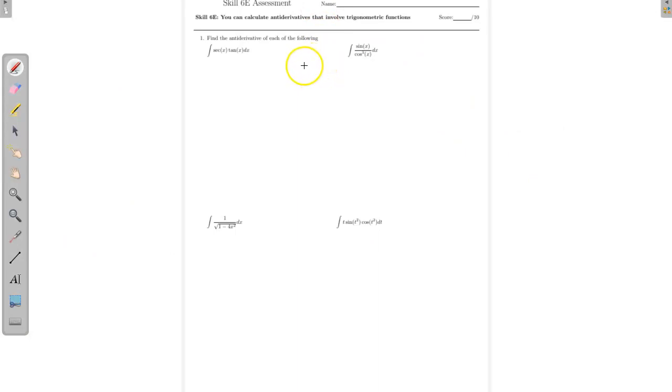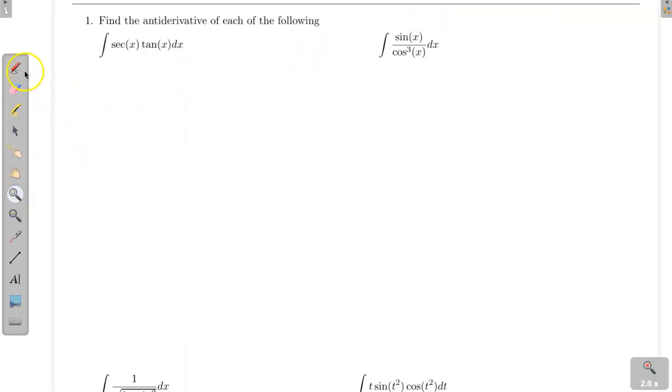All right, next skill is antiderivatives involving our trigonometric functions. Some of these are just kind of memorization. Secant tangent looks like a pretty hard one, but we just know that the derivative of secant is secant tangent, so the antiderivative of secant tangent is just secant. And you can always double check: if I take the derivative of secant, I get secant tangent, so I'm going backwards to get that.